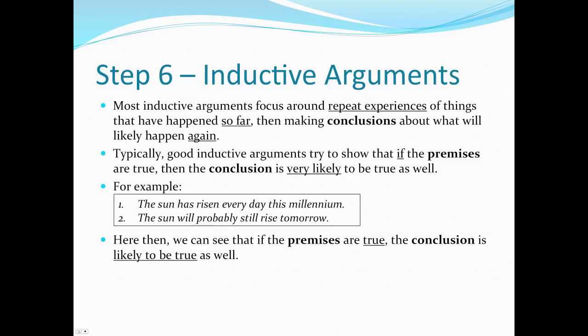Step 6. Inductive arguments. Most inductive arguments focus around repeat experiences of things that have happened so far, then making conclusions about what will likely happen again. Typically, good inductive arguments try to show that if the premises are true, then the conclusion is very likely to be true as well. For example, 1. The sun has risen every day this millennium, so 2. The sun will probably still rise tomorrow. Here then, we can see that if the premises are true, then the conclusion is likely to be true as well.